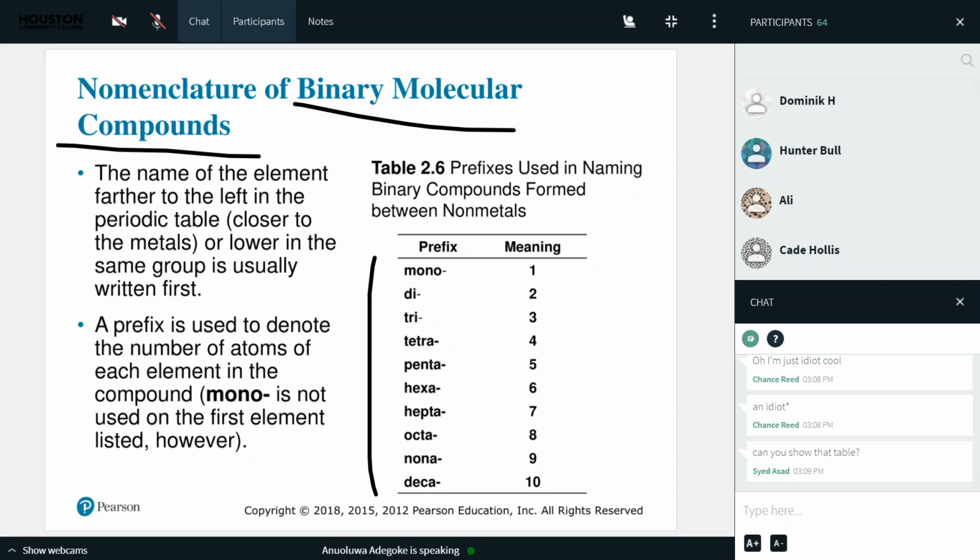So to name binary compounds, remember I said binary means it has 2 elements. Molecular compounds, that is compounds that are covalent compounds, we use prefixes. So you've got to remember all of these prefixes. See this table? You have to remember this table.